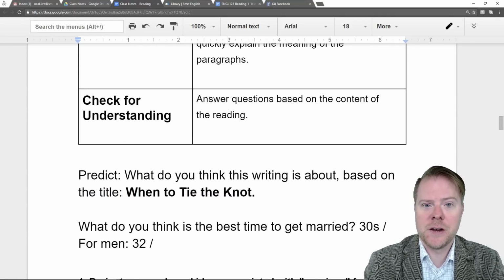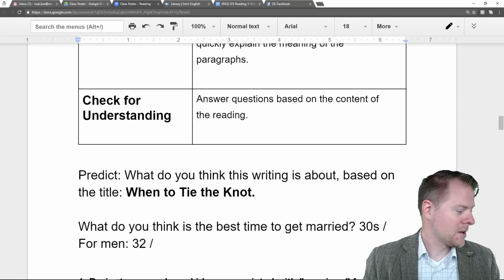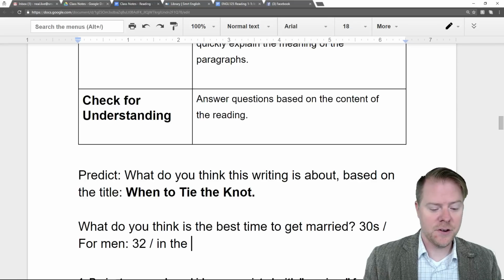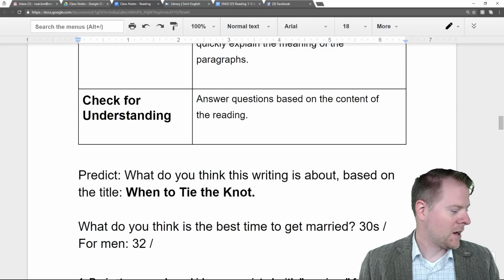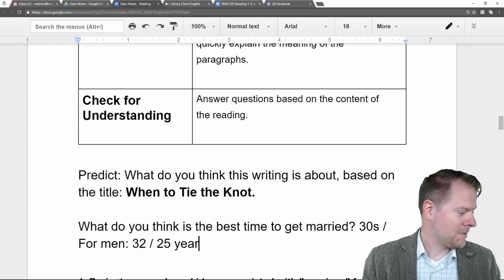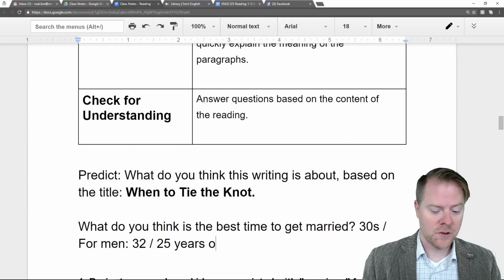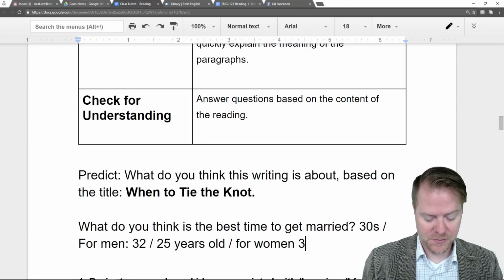It might be different for men and women. What do you think? Another one in the 30s. Wow, that's 2 votes for 30s. Then we have 25 years old. For women, 30.